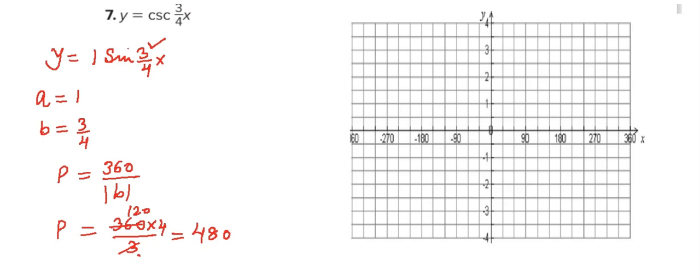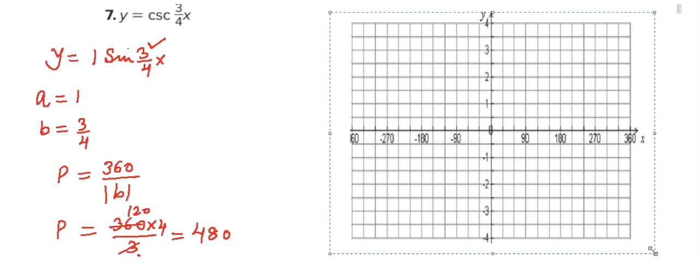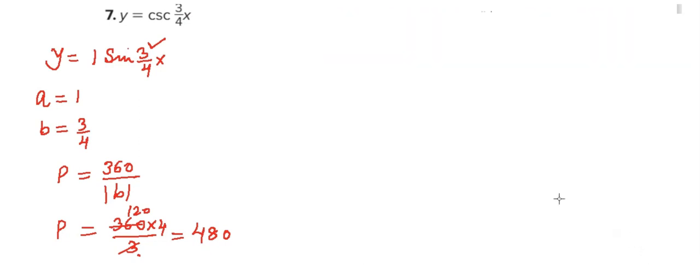Let me draw this graph by my answer. I'm not using this graph. So this is 360 over b, 360 over 3 over 4. 360 divided by 3 is 120. 120 multiplied by 4 is 480. So it's easy, not so difficult for sine.